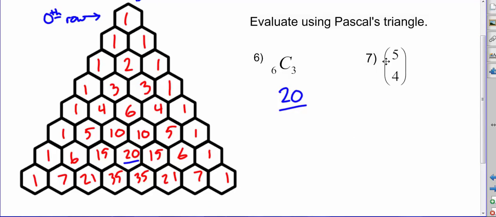All right, so number 7, we do the same thing. We find the row that's row 5. That's right here, and then we go to the fourth column, which remember that's 0. Then 1, 2, 3, and 4, and we would have this number right there, and it is a 5.